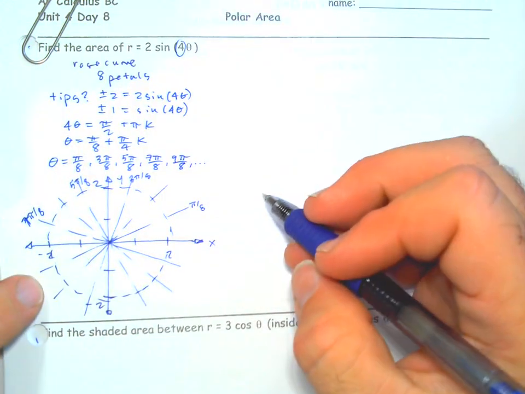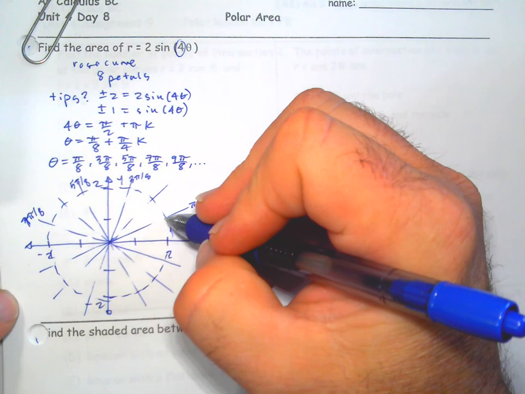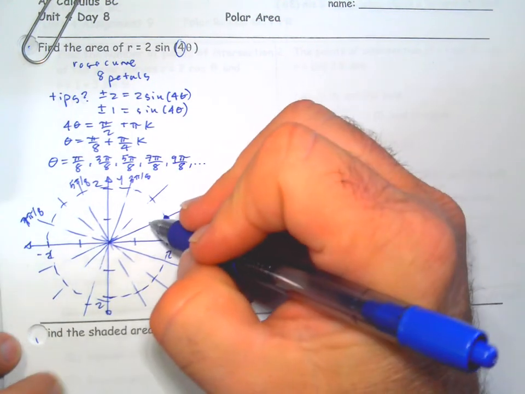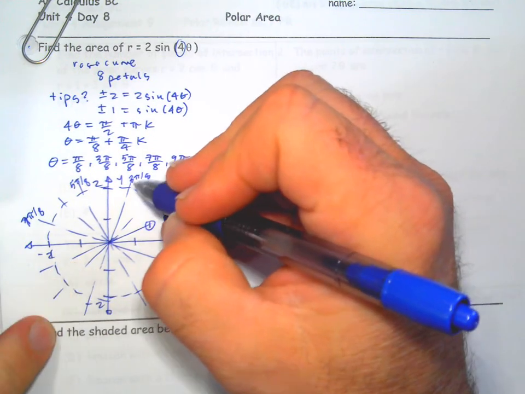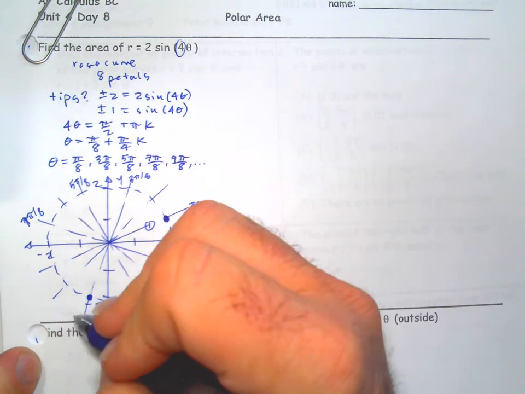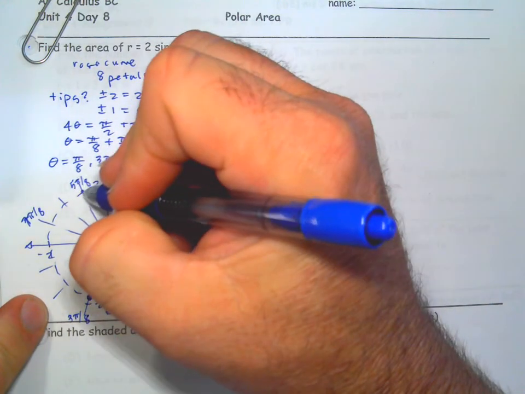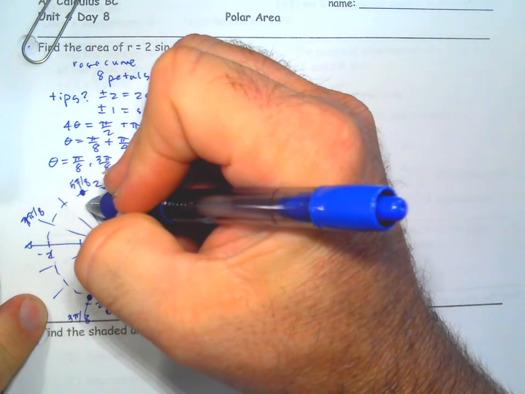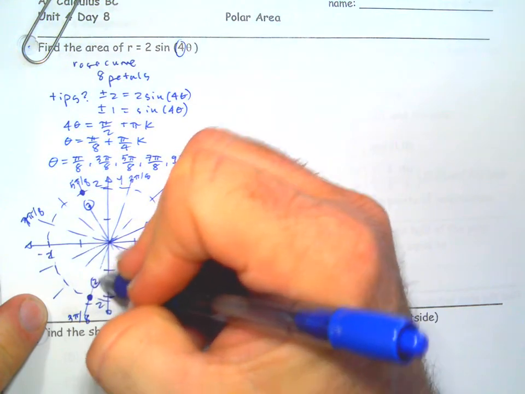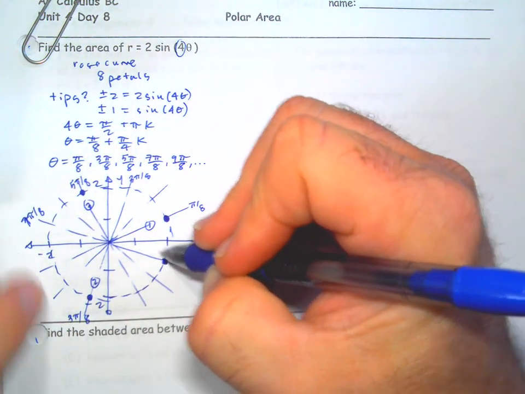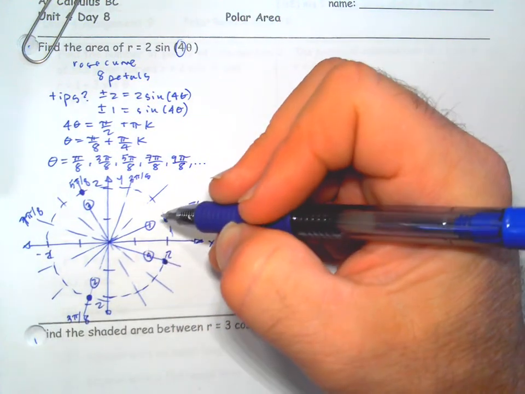So the curve is going to start here at pi over 8, and that's going to be a positive petal. So that's going to be the first petal. The next one's going to be back here at 3 pi over 8. It's going to be negative. And then 5 pi over 8 is going to be the third petal. And then 7 pi over 8 is going to be negative. So that's going to be the fourth petal.